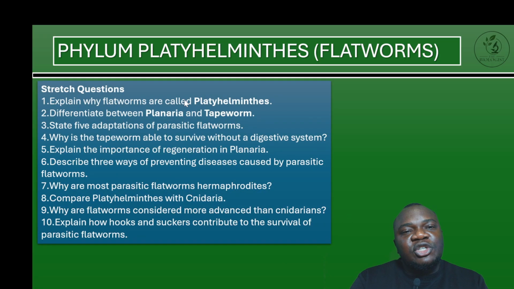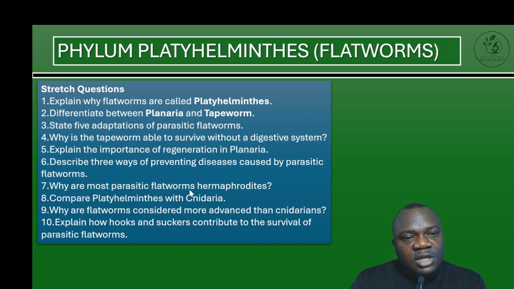So now this is just a stress question. You're going to take your time to answer this question. This is going to give you clear understanding. Explain why flatworms are called platyhelminthes. Differentiate between planaria and tapeworm. State 5 adaptations of parasitic flatworms. Why is a tapeworm able to survive without a digestive system? Explain the importance of regeneration in planaria. Describe 3 ways of preventing disease caused by parasitic flatworms.